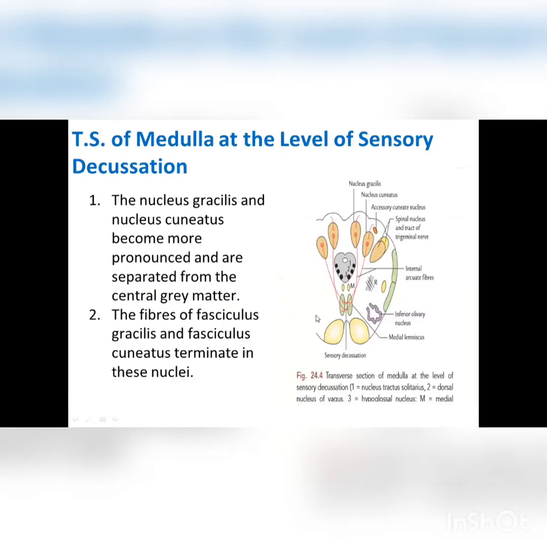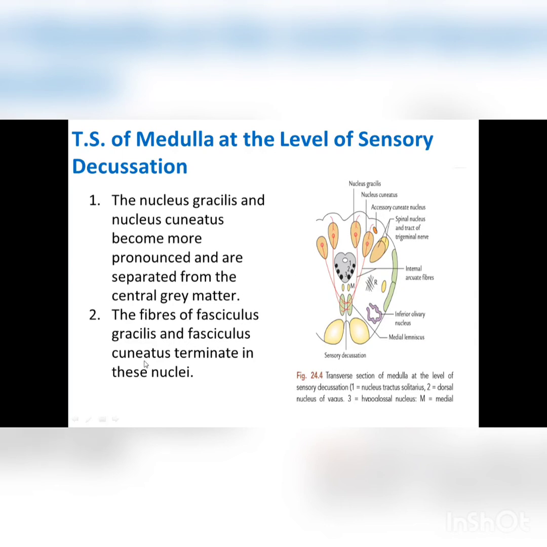Now coming to the other section, the transverse section of the medulla oblongata at the level of sensory decussation. So this section passes through the middle of the medulla and it contains the following features. The nucleus gracilis and nucleus cuneatus become more pronounced and are separated from the central gray matter. You can see here the nucleus gracilis and nucleus cuneatus.